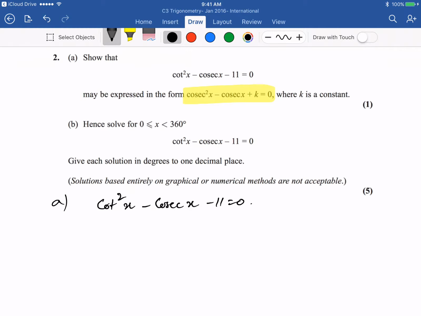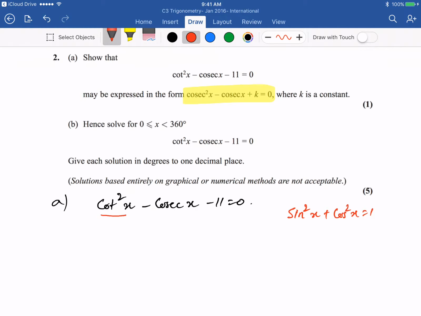So we know we need to find an identity which turns cot into cosec. If you're not sure about the identity or you've forgotten, I would suggest starting with the basic identity, which is sine square x plus cos square x equals 1. And you are looking for cot.